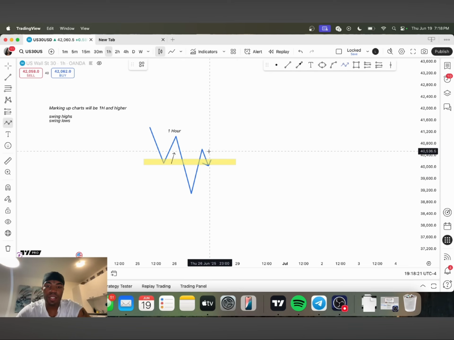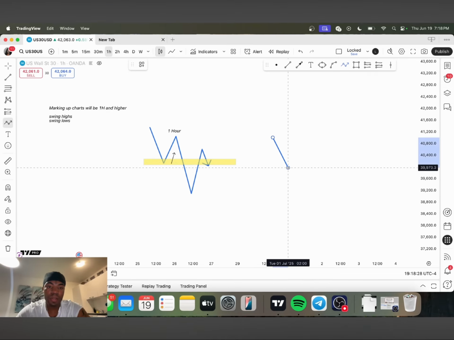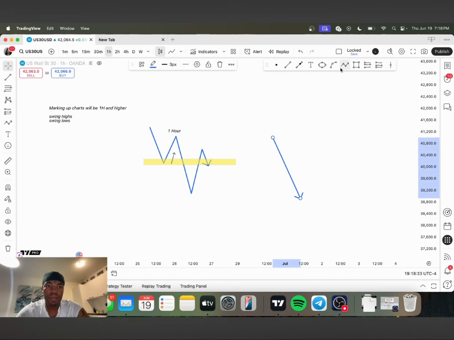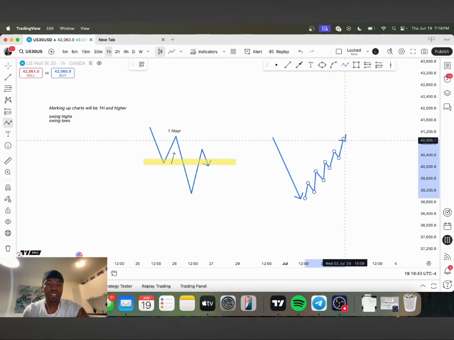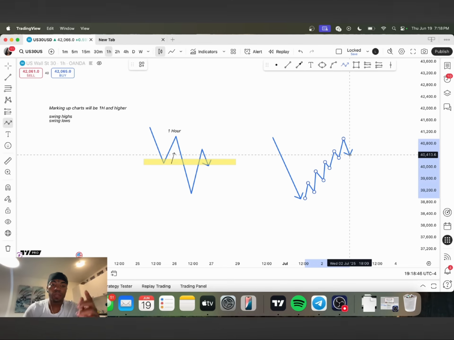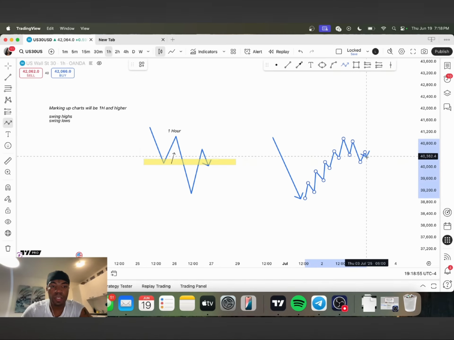So on the 15-minute time frame, we start to see price progress back up. What you want to see on the 15-minute or even the 5-minute is price fail to go higher. Once it fails to go higher, you want to start seeing it break those support levels that it had.